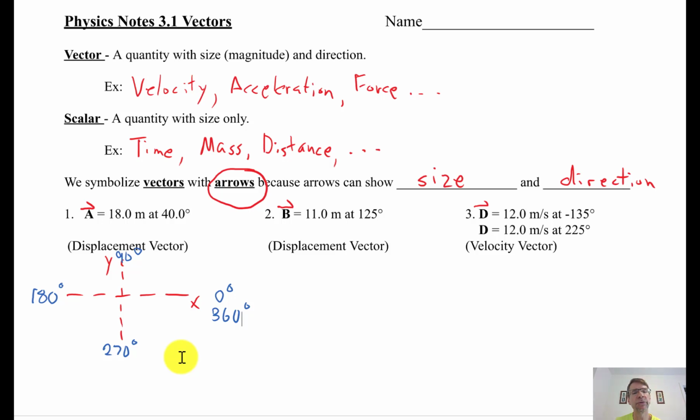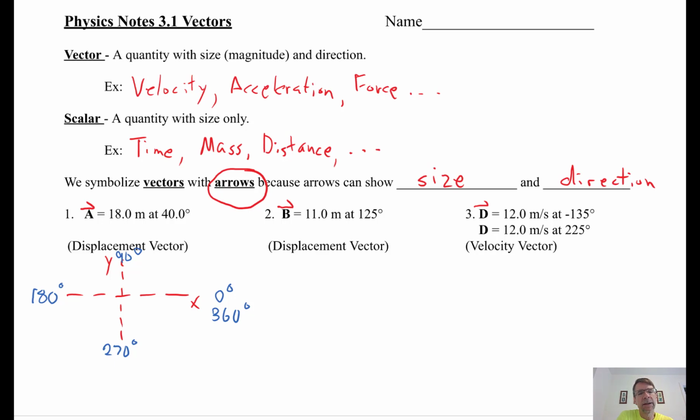Anyway, here we want to draw vector A. We want to represent vector A as an 18-meter vector at 40 degrees. Now, we're going to do this just kind of generically first, and then we'll get to the specifics. But let me change to a different color. Let's go to, I think this is black.